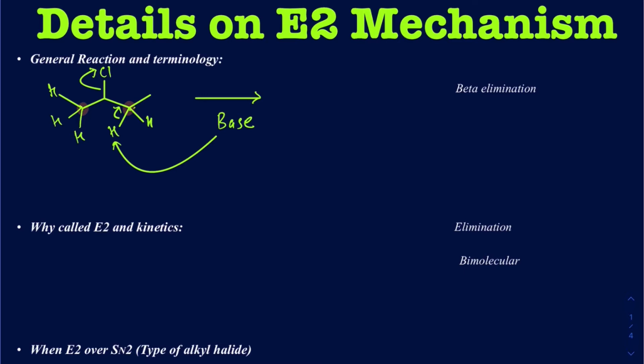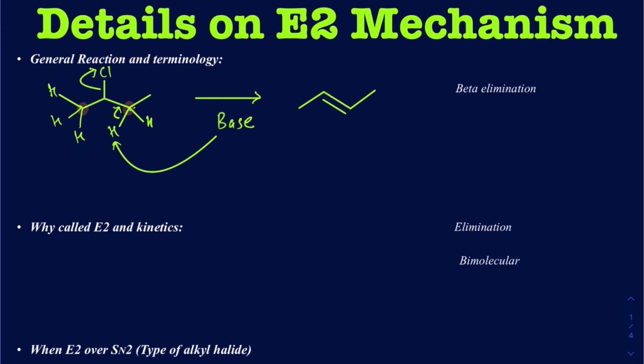The base is grabbing the proton, and the double bond formation and the loss of the leaving group all take place in one step. So at the end of the day, you're going to be making this alkene here. That's going to look like this.